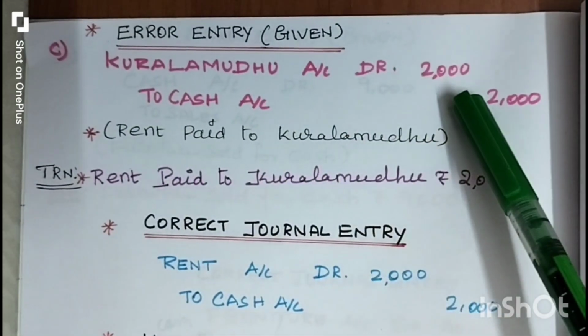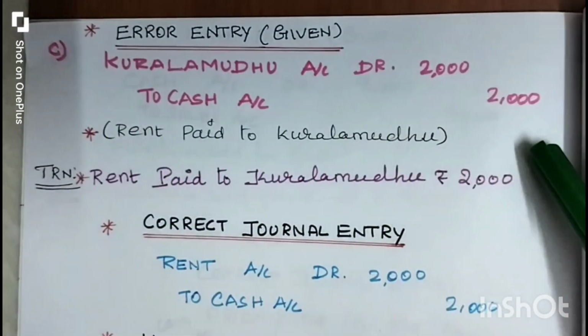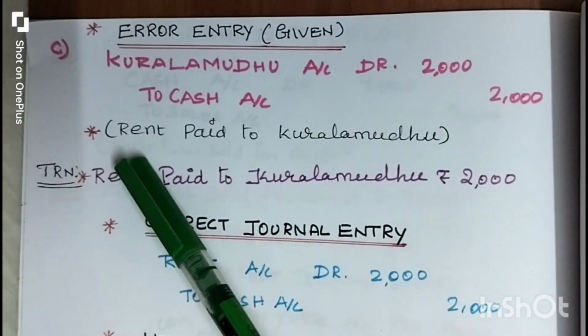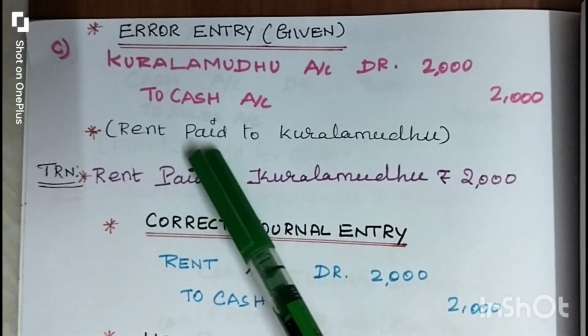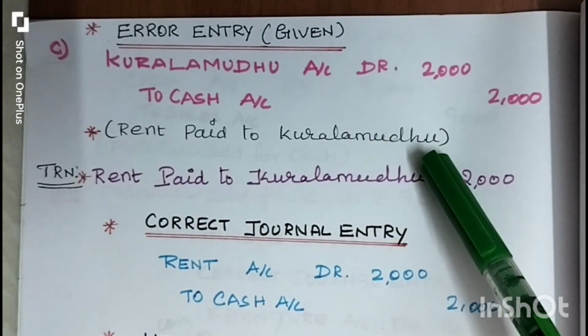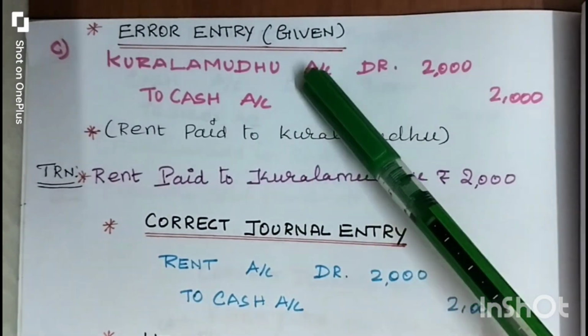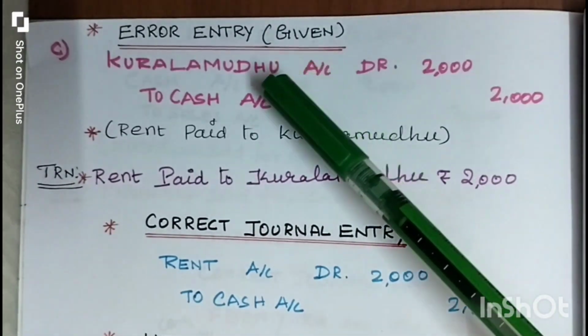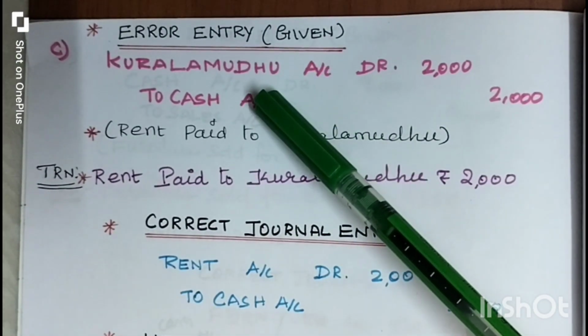Kuralamudu account debit 2,000 rupees to cash account 2,000 rupees. The narration is also given here: rent paid to Kuralamudu. Where is the error? We need to find the error. Can we find the error?